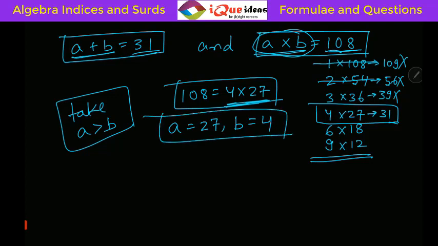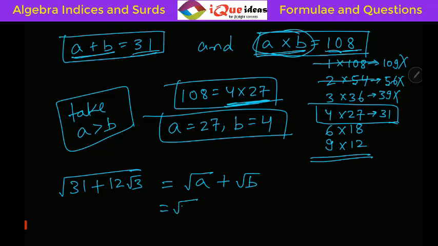Right? So remember the question. What was the question? The question was the square root of 31 plus 12 root 3. And this we had assumed to be root A plus root B. So our answer will be root A plus root B. Now root A will be root of 27 plus root B will be root of 4.